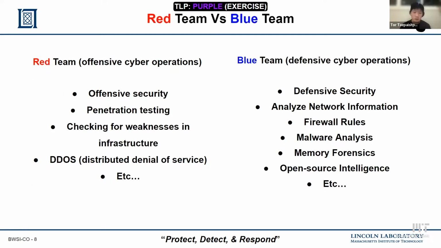As Ella mentioned, there are offensive and defensive sides of operations, which are usually split up into these 2 teams, which is the red team and the blue team. The red team consists of offensive cyber operations, which includes jobs such as penetration testing, which is checking for weaknesses in infrastructure, and other jobs. The blue team is the defensive side of cyber operations, which works on defensive security, analyzing network information, building firewall rules, doing malware analysis and memory forensics, and also OSINT, which is open source intelligence.